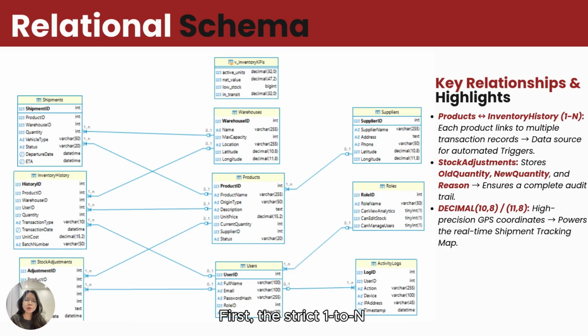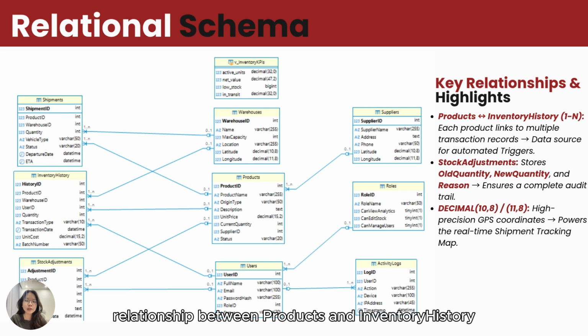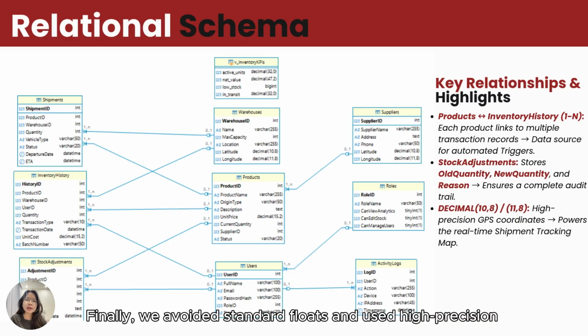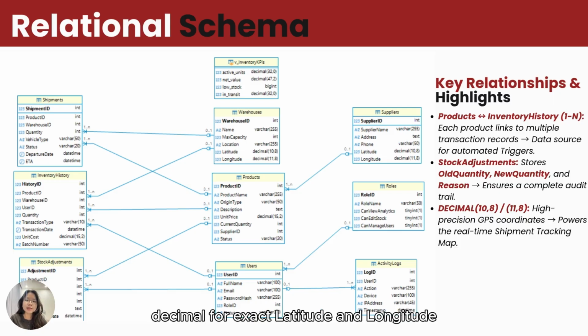First, the strict one-to-one relationship between product and inventory history. This table isn't just a passive ledger. It is the main data source that drives our automated database triggers. Second, the stock adjustment table. To guarantee a clear audit trail, it stores the old quantity, new quantity, and the exact reason for any manual changes. Finally, we avoid the standard float and use high-precision decimal for latitude and longitude. This removes routing errors and it perfectly powers our live shipment tracking map.